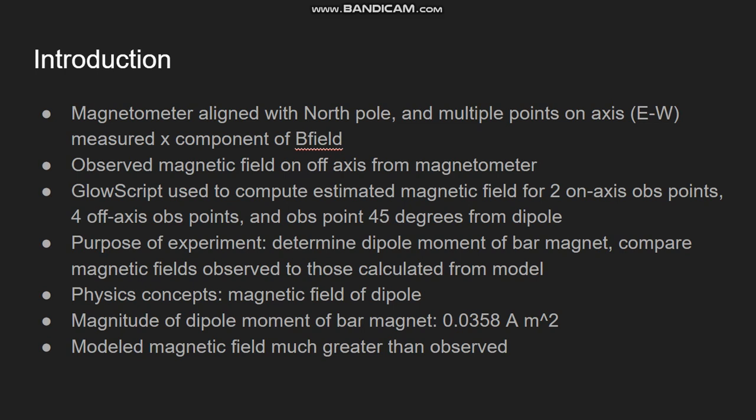The main results found that the magnitude of the dipole moment, or mu, was about 0.0358 A·m², and it was also found that the modeled B fields were much greater than what we actually observed.